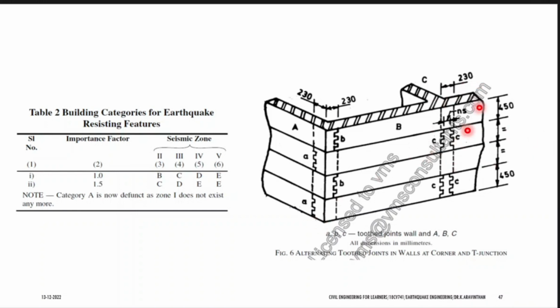So you have this guideline here at the corners, and at the intermediate parts you are having the joints. Note that if at one layer you are not providing a joint, in the next layer you can provide a joint, one after the other. Category A is now deleted as zone 1 does not exist anymore.